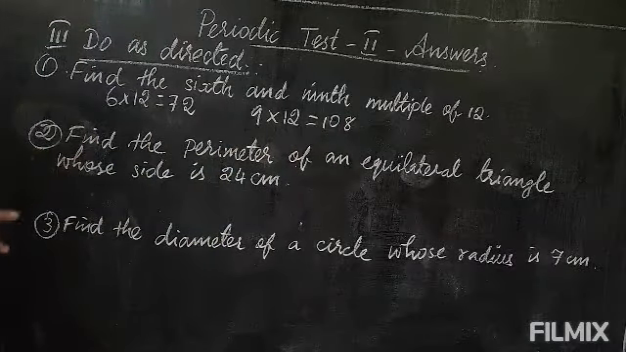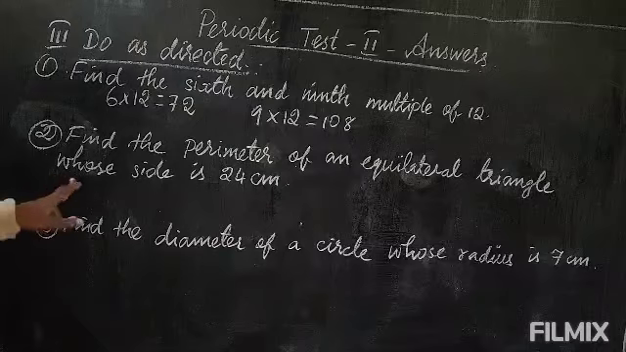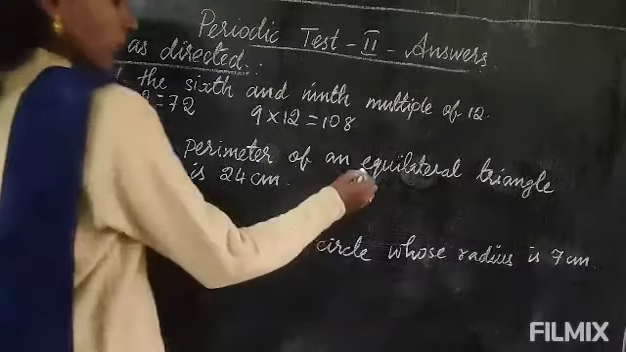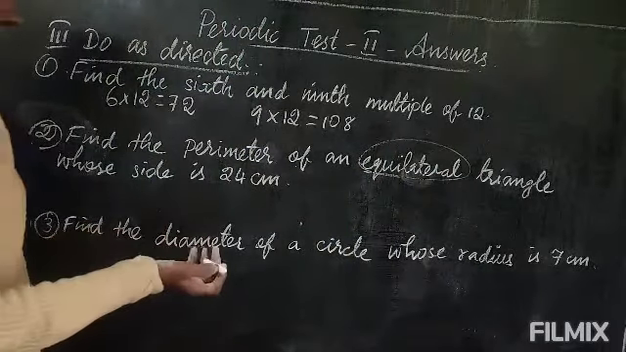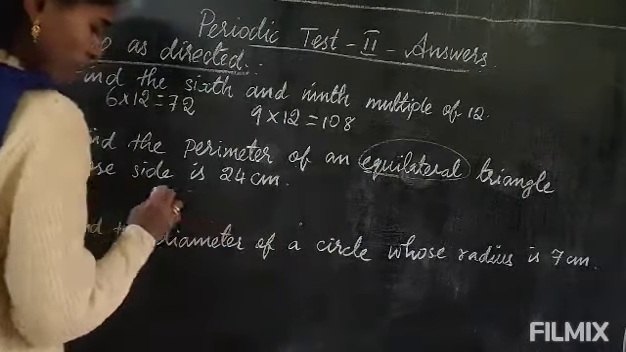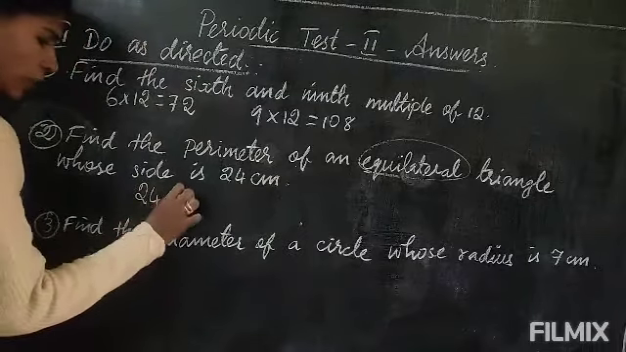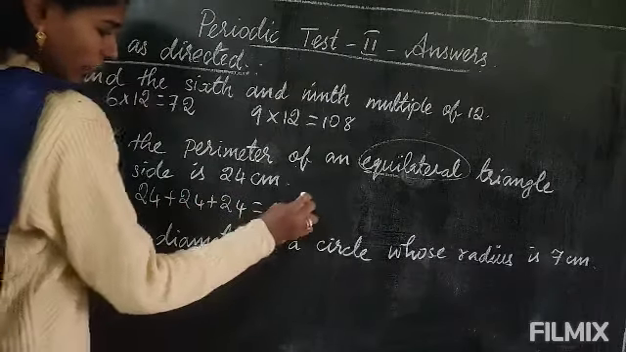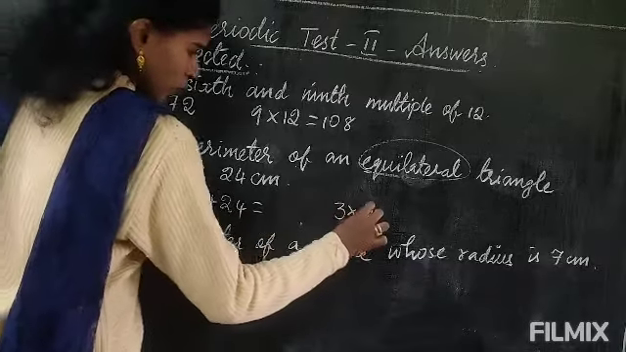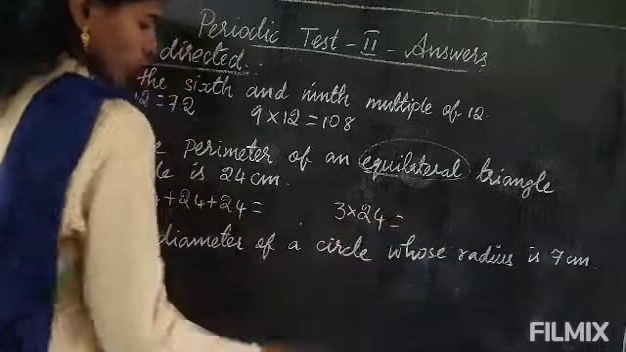Again next one, find the perimeter of an equilateral triangle whose side is 24 centimeter. Equilateral means all the sides are equal. So a triangle will have 3 sides. So you can do it in 2 ways. You can add 24 plus 24 plus 24. Otherwise we can multiply 3 times 24. So 3 into 24. That way you can do.